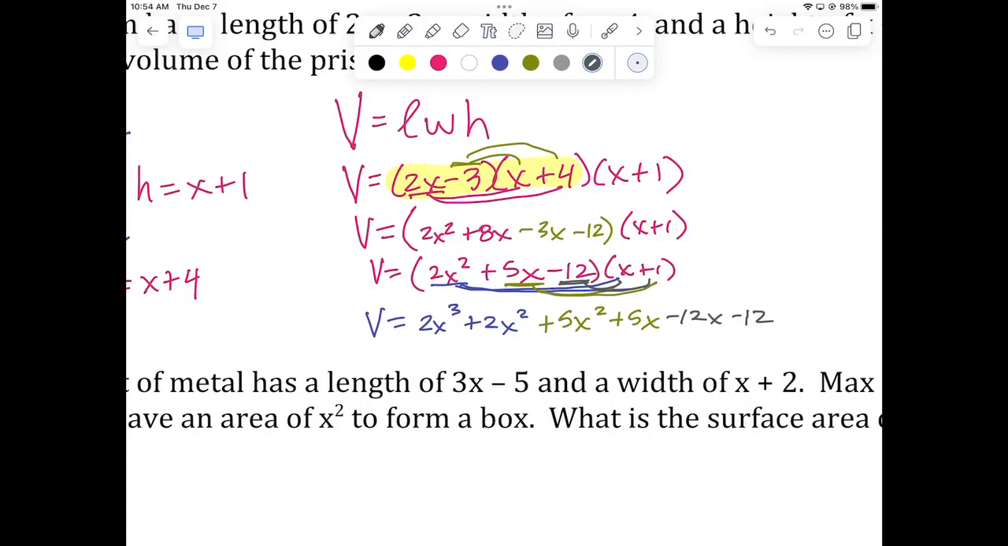All right, now the last step is just to gather up all the like terms, and we start with the cubed, and there's only one of those. So I'll underline my squared terms, and I combine those and get 7. And then I'll double underline my linear terms, which are negative 7x. And then lastly, we get minus 12.